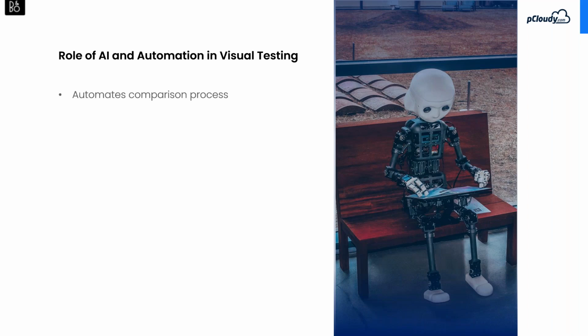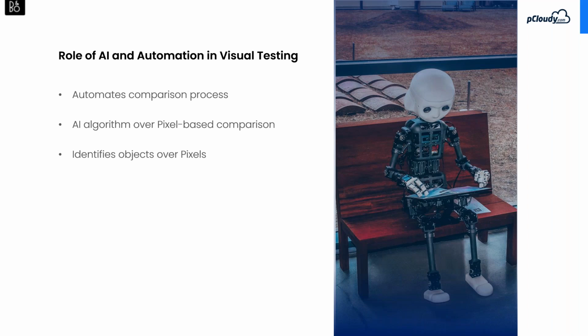So let's take a look at some of the examples of the roles of the AI. All right, so when we talk about the automation comparison process, it is very straightforward. It automates the comparison process, so you don't have to worry about comparing. You just write a piece of a script, add the line of code which is required, and it automatically compares the screens with different application builds. All right, and thereby the process is very smooth.